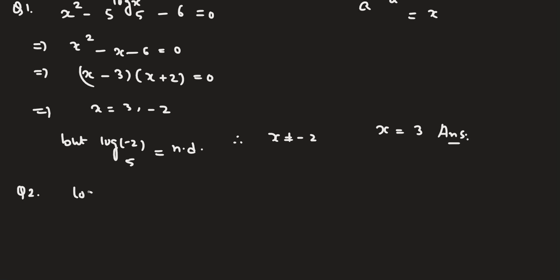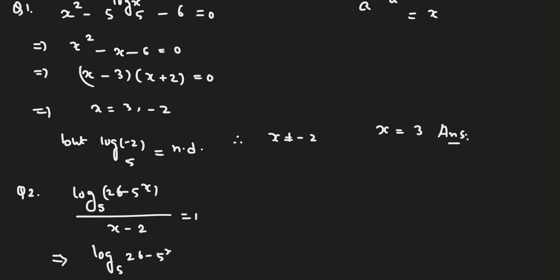Here the question is log base 5 of (26 minus 5 power x), and whole divided by x minus 2, which is equal to 1. Here the base is 5. How to solve this equation? First of all we do the cross multiply. 5 to the power 26 minus 5 power x, which is equal to x minus 2.